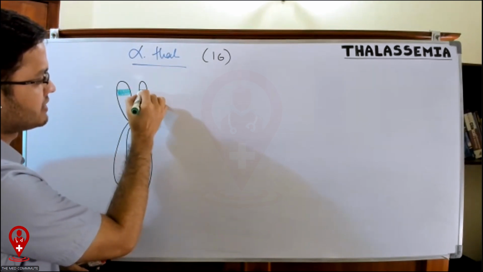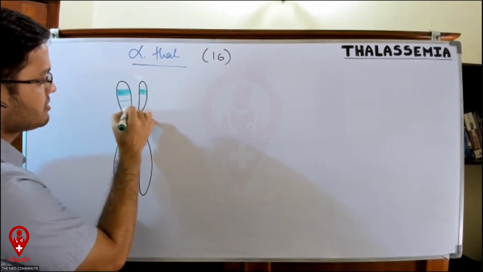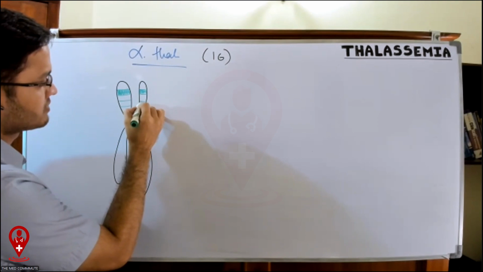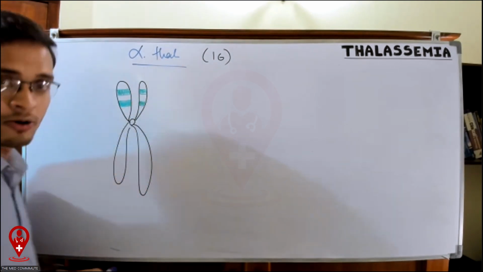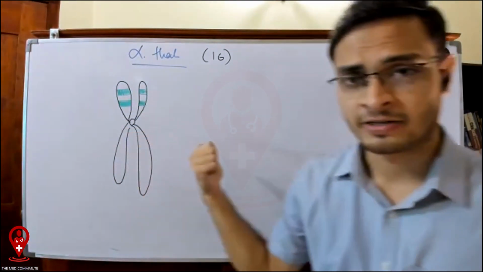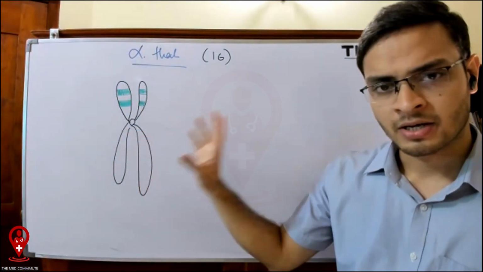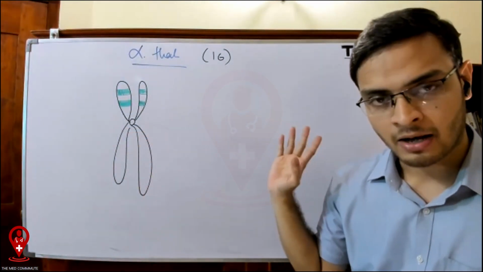You also can draw, same thing. The gene loci are duplicated. It looks something like this. So in each chromatid, there are two gene locations, right? To produce the alpha chains in each chromatid, right? This is what is special about this alpha, right?